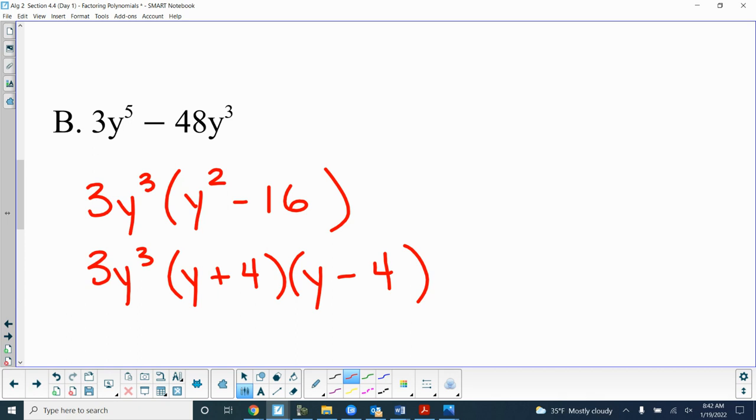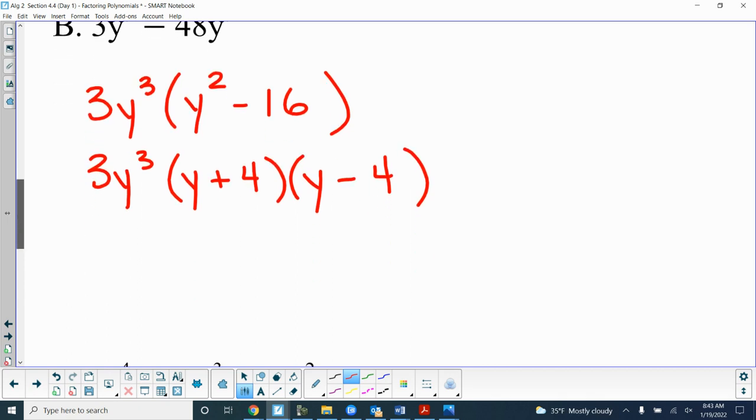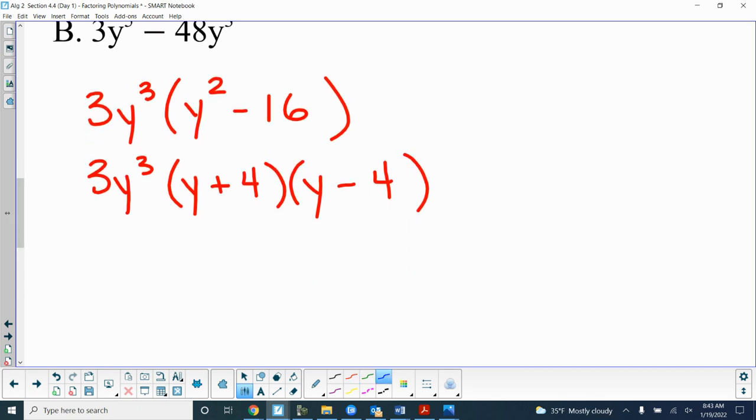Okay, you guys remember difference of squares? That's nothing new for us, right? Questions on that example? Okay.